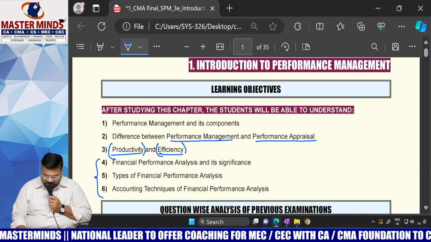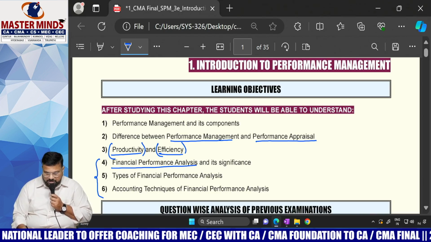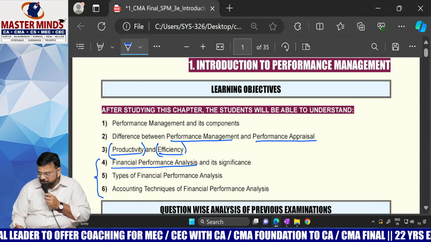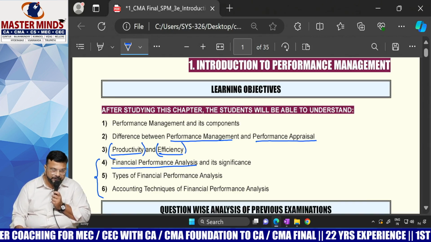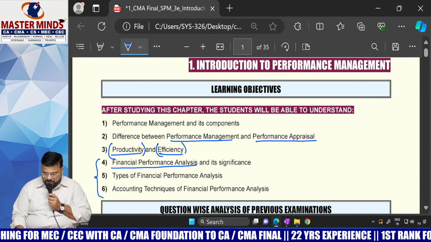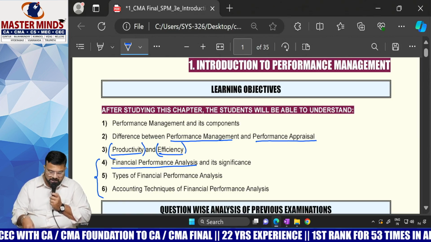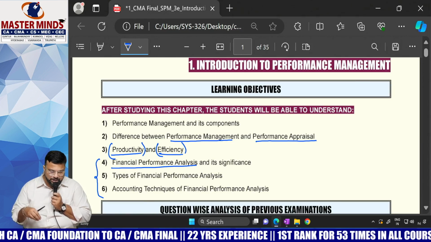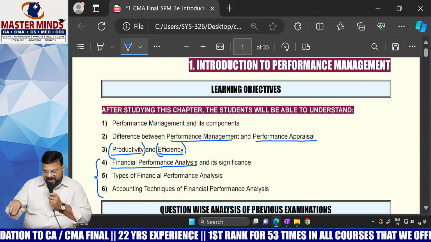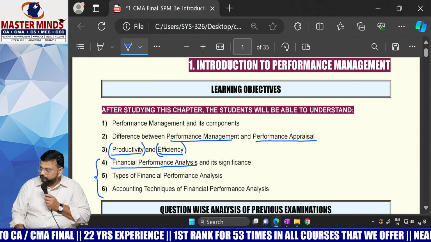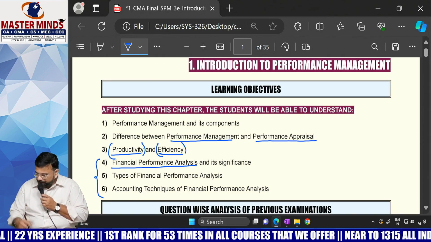Last 3 components: performance analysis, financial performance analysis. When you talk about financial performance analysis, generally we refer to the financial statements, that is P&L account, balance sheet, cash flow statements, etc. Generally, when we talk about performance analysis, it means nothing but financial analysis. But in this subject, we are going to learn that financial analysis is not the complete analysis. Apart from financial analysis, we need to analyze non-financial components also, because we need to focus on both financial as well as non-financial parameters.